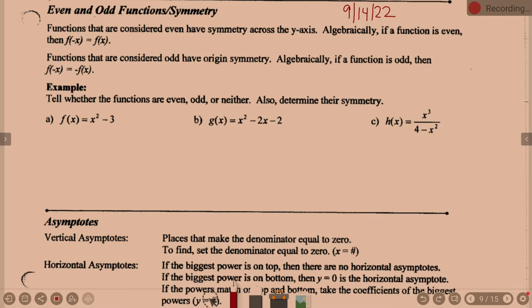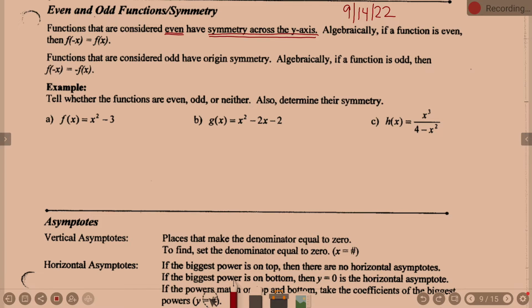So functions that are considered even, okay? And there are some values to knowing if a function is even or odd. But if a function is considered even, one way to tell is it has symmetry across the y-axis. So an even function has symmetry across the y-axis. That means if you graph the equation, you can tell if the function is even or not, correct? Now, do we always have the graph option? Not necessarily. Yes, you have the graphing calculators, but there are times where we need to be able to figure out if it's even without looking at a graph.